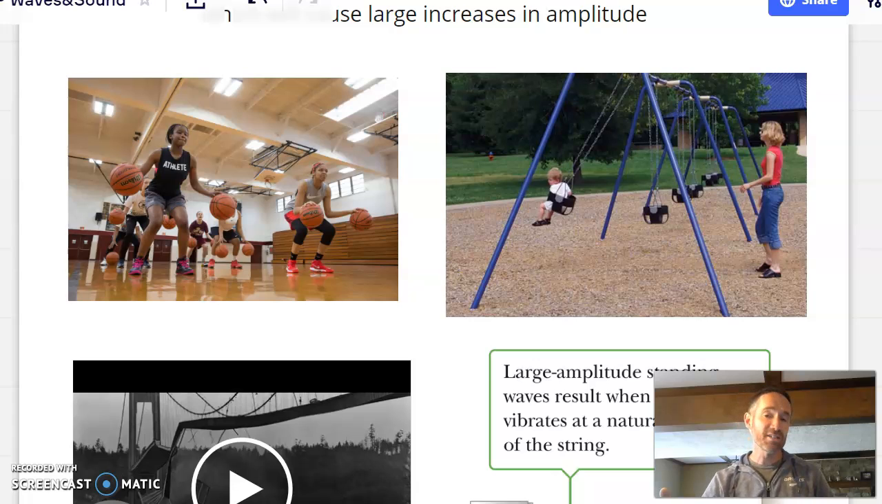So is an ability to push a swing. If you want to push a child on a swing and make them go higher and higher, you have to know right when to push. You could push a little too early or a little too late and be very ineffective at making the swing go higher. Versus if you push at just the right frequency, you'll get resonance. You'll get large increases in amplitude, and the swing will go higher and higher and higher.